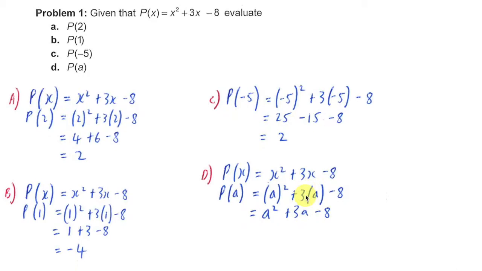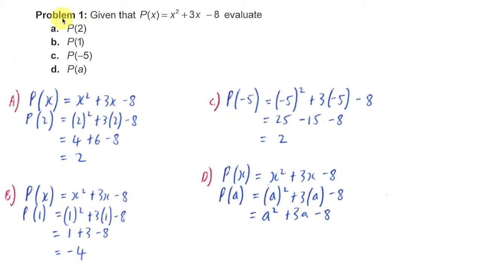We can evaluate polynomials. In this example here for problem 1, we've got p of x is equal to x squared plus 3x take away 8. To evaluate what p of 2 is, I write down p of x. And now wherever we have an x, I put in a 2. And then work that out, and we can see that p of 2 is equal to 2.